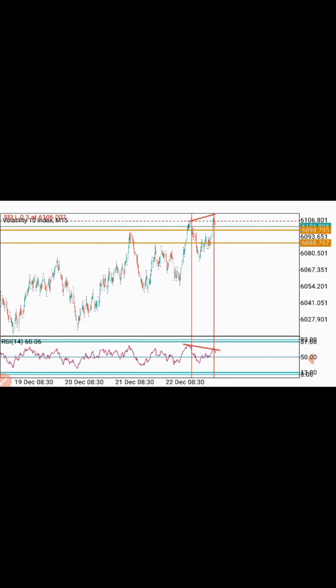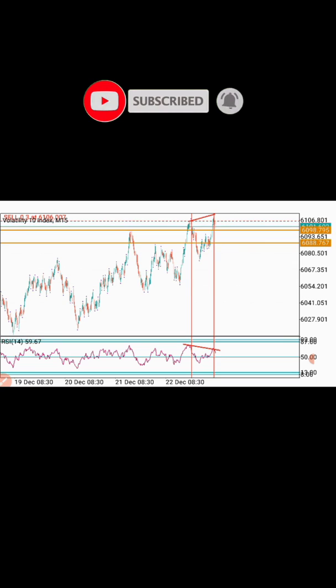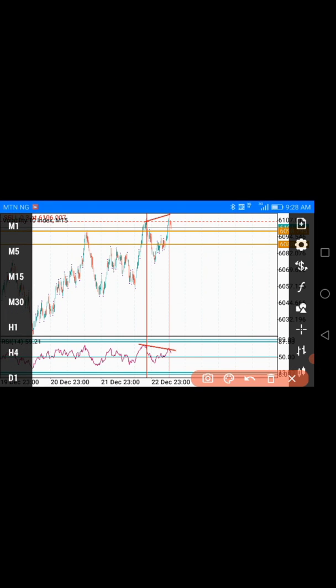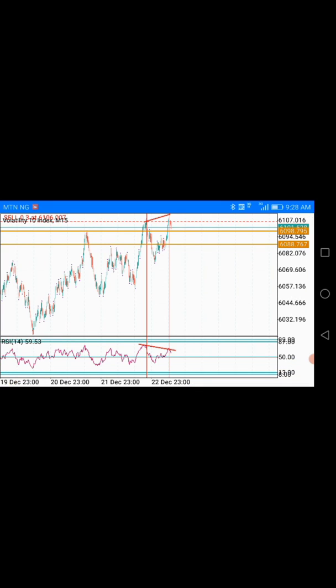Remember, I always say that you combine a whole lot of things to trade. Now you discover that this pair has actually been on a bullish move. This pair has been on a bullish move even from here. This is actually a buying cycle even from here.